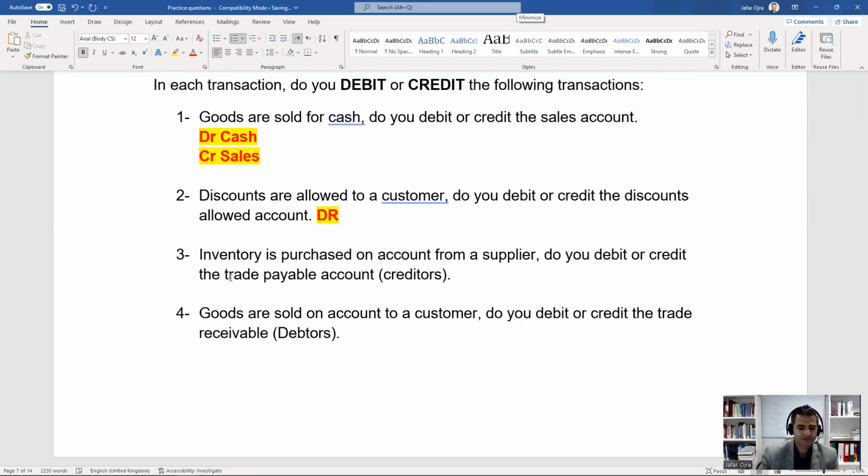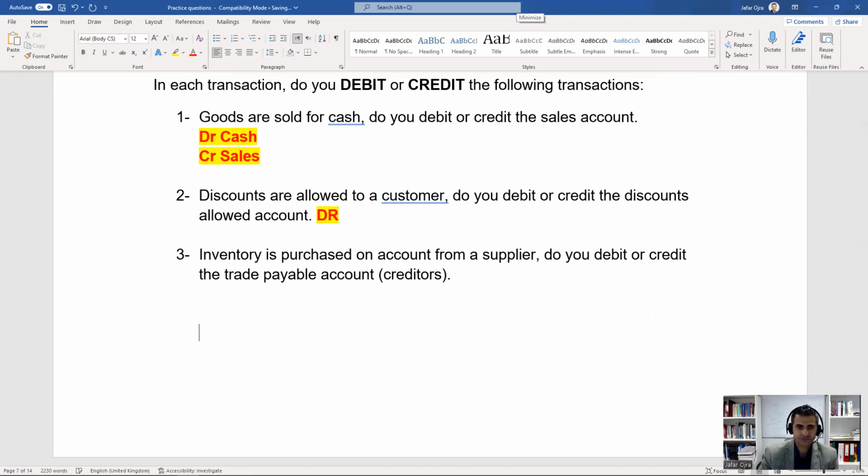Number 3. Inventory is purchased on account from a supplier. On account means on credit. So the business bought inventory, goods, from a supplier on account, on credit. It means the company hasn't paid the supplier yet. Do you debit or credit the trade payable? You need a trade payable, isn't it?